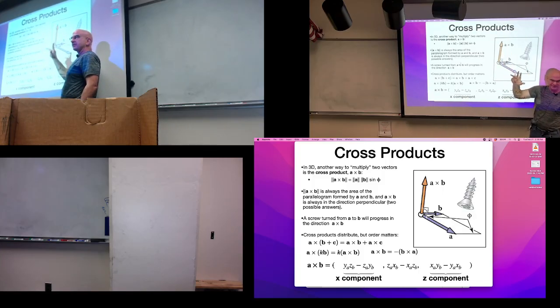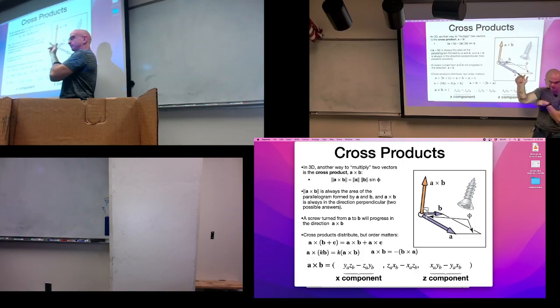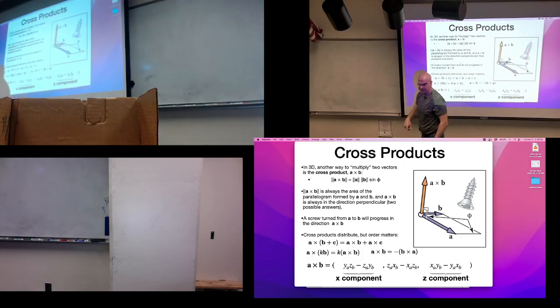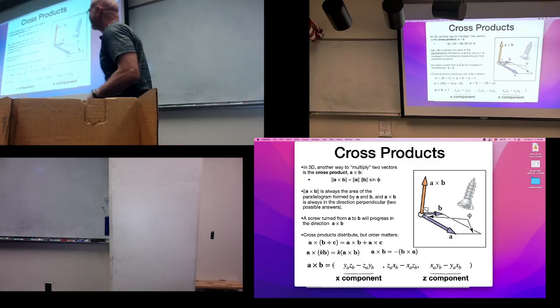Well, here comes the right-hand rule. If that's A and that's B, then C points in this direction, on your right hand. Not the hand with the watch, the other one, okay? A, B, C will point in this direction.